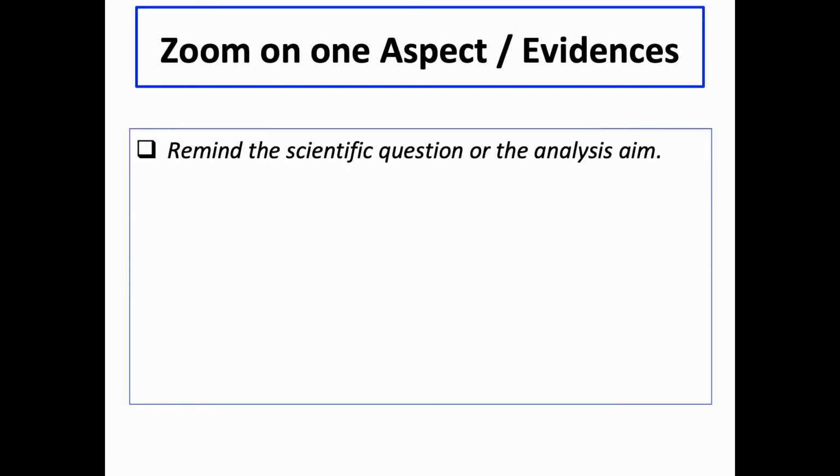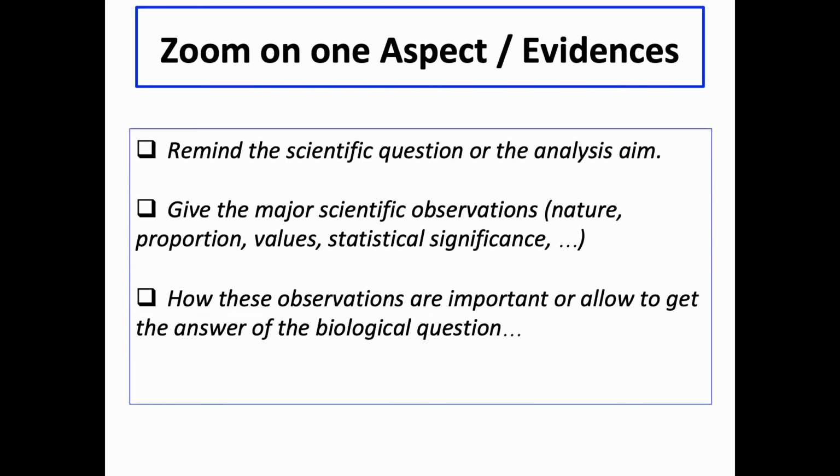So the zoom of one aspect means that you first remind the scientific question or the aim of your analysis. You give the major scientific observation, their nature, their proportion, the value, the statistical significance. I hope it's clear for everyone.